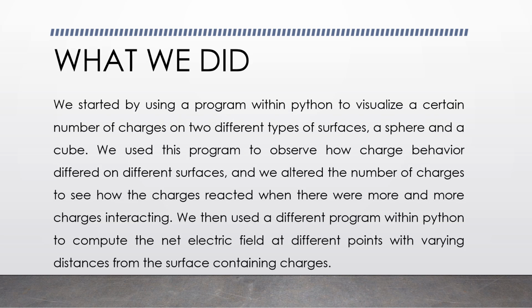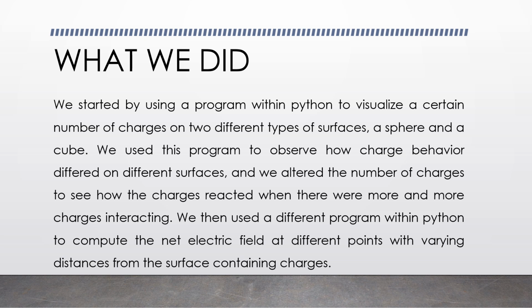We started using a program within Python to visualize charges on two different surfaces. The surfaces were a sphere and a cube. The program allowed us to change the number of specific charges that we wanted to observe. Once we ran the simulation, all the charges would scatter to the surface of the two objects, the sphere and the cube, and once they reached equilibrium is when we would observe them. Here in a minute, I'll show you two examples of what I mean by that.